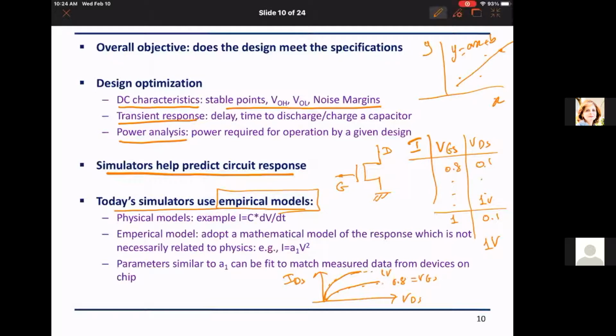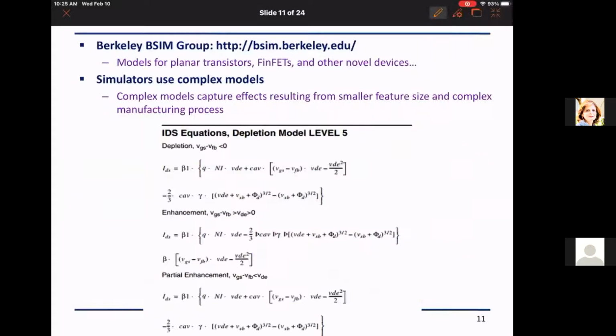So the empirical model will assume a mathematical model of the response, which is not necessarily related to the physics. For example, I know perfectly that the current in the capacitor is I equal C dV by dt and I solve the differential equations. No, here we're just obtaining tables of response, VDS, VGS, and I, and we're trying to fit them into the best current equation. So find, for example, what is the best A and B that minimize the error of the line with respect to these points that I have here. Okay, so this is the empirical model.